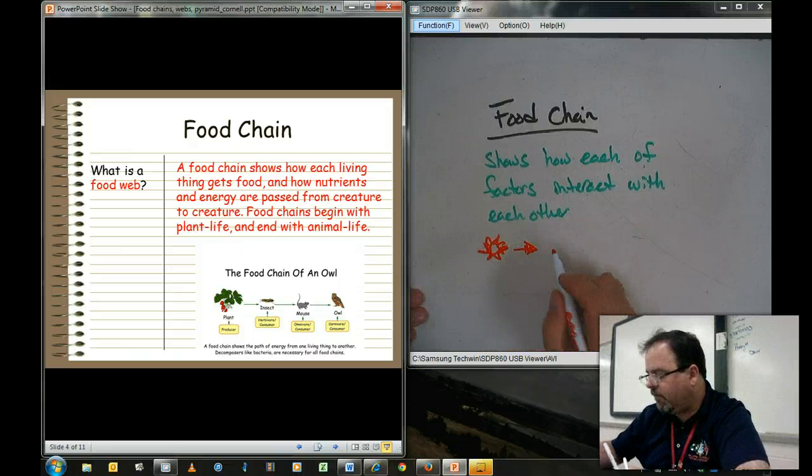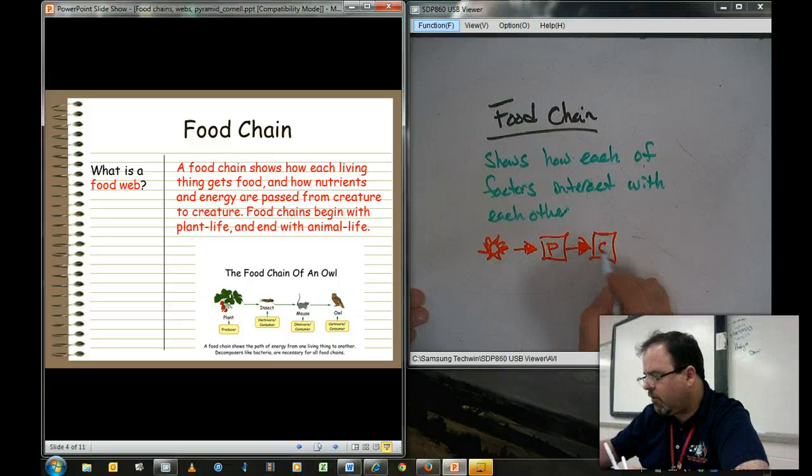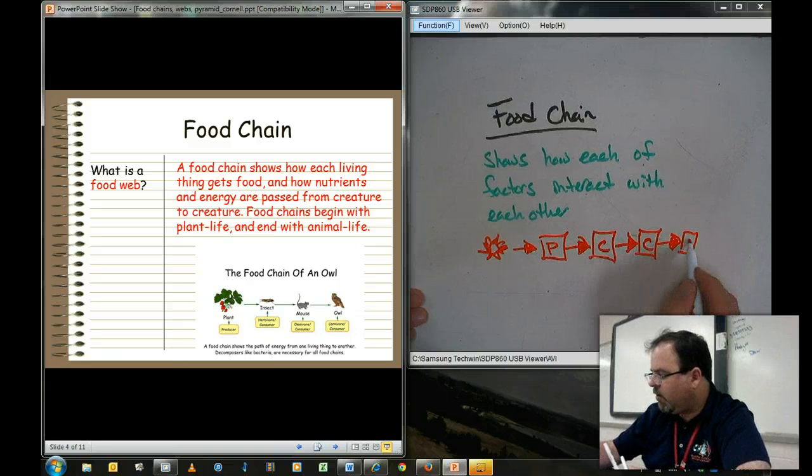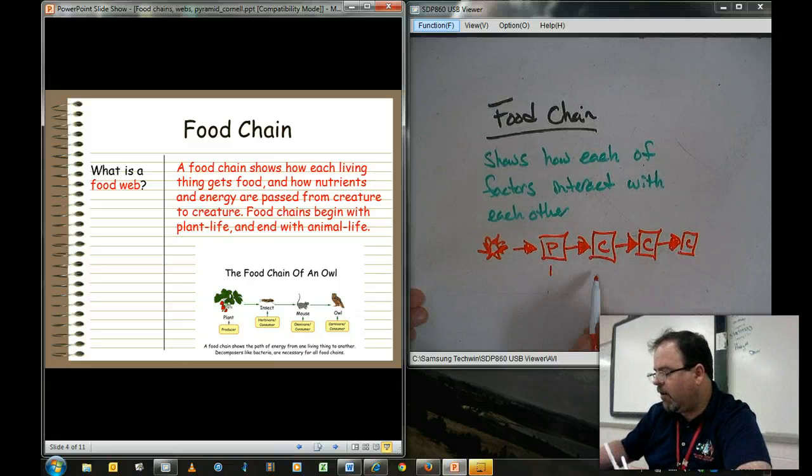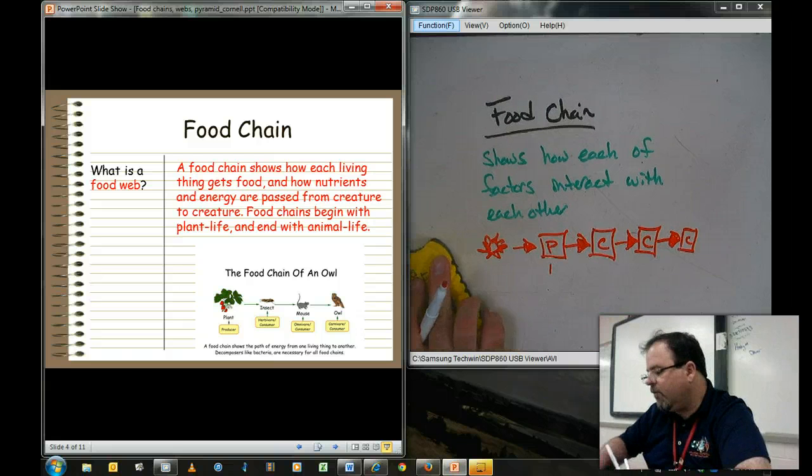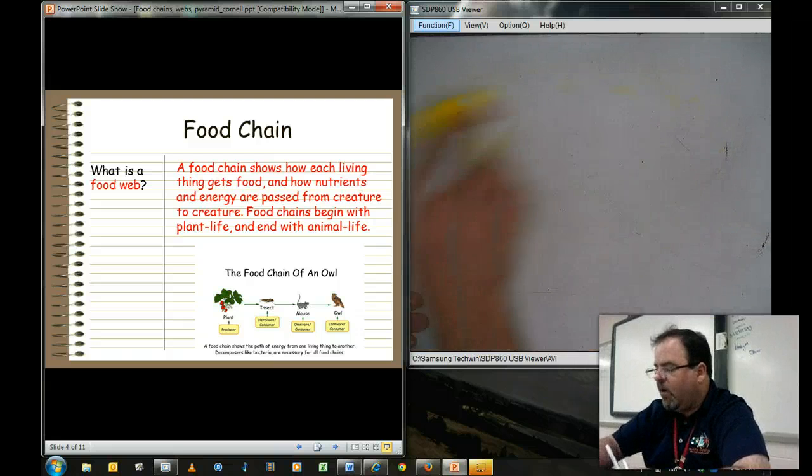And then from the sun, this is where the energy starts. We get a producer, and then we get a consumer, and then another consumer, and maybe one final consumer. So it's showing how one producer interacts with one consumer, another consumer, and another consumer. So it's kind of like a straight line. That's a food chain.